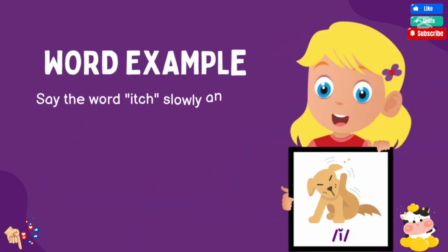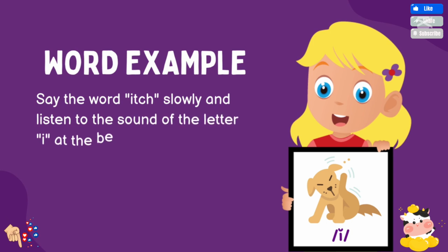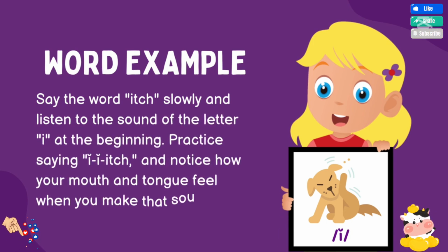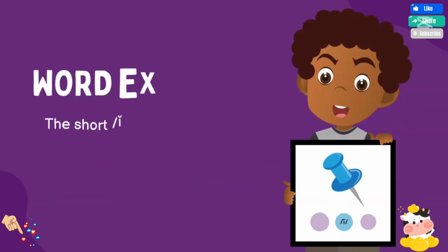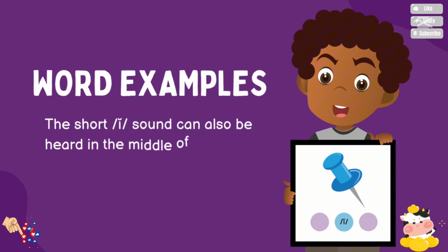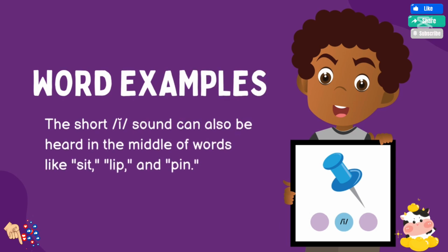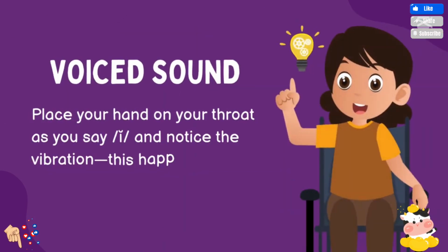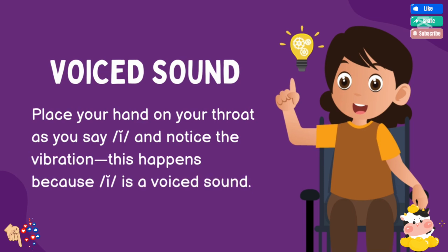Word example. Say the word itch slowly and listen to the sound of the letter I at the beginning. Practice saying I, itch, and notice how your mouth and tongue feel when you make that sound. The short I sound can also be heard in the middle of words like sit, lip, and pin. Voice sound. Place your hand on your throat as you say I and notice the vibration. This happens because I is a voice sound.